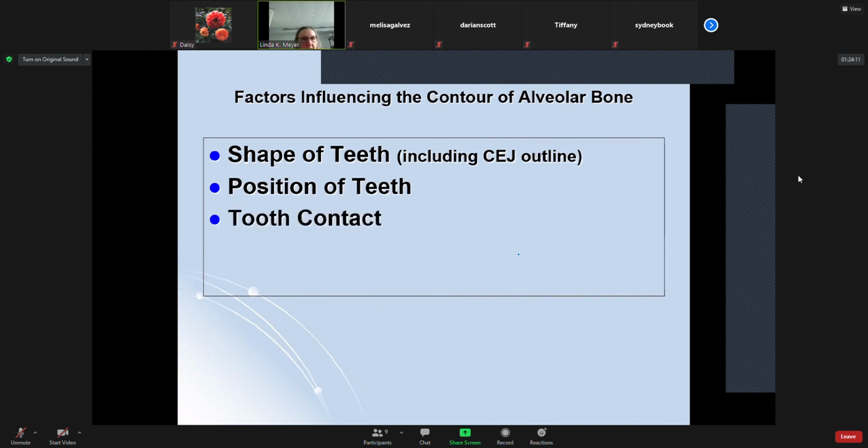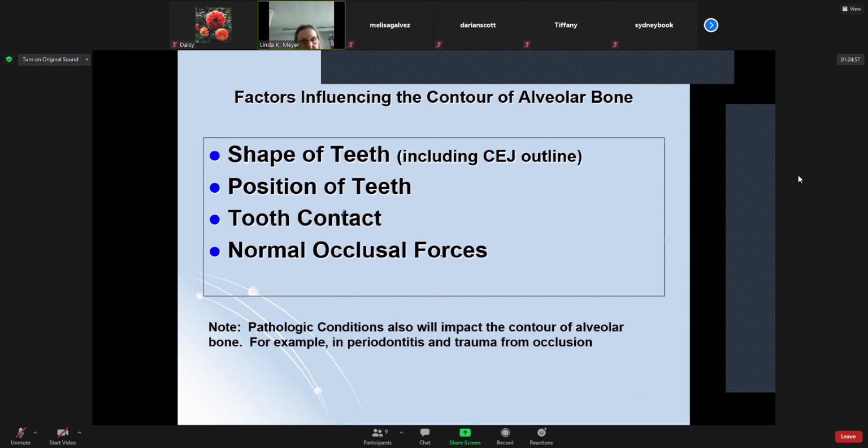And then in turn, the shape of the teeth and the position of the teeth are going to affect the tooth contact. And then, as I mentioned, occlusal forces acting on a periodontium also affect the contour of alveolar bone. And we're going to see how that is transmitted to the bone next week when we talk more about the microscopic features of alveolar bone and relate them to the clinical. So this is really in health the kind of factors that are going to determine the contour of your alveolar bone from the crest to the interdental septum.